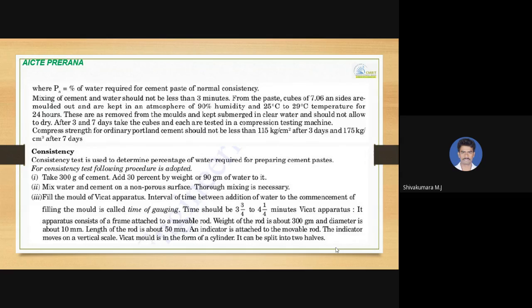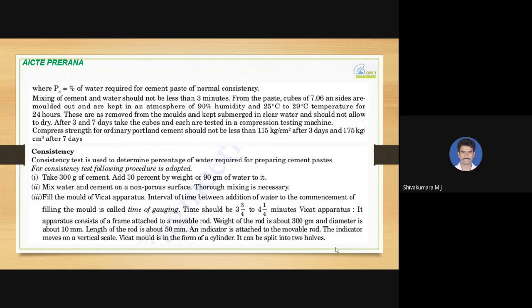Next, it is the consistency of cement. It is important to assess the standard consistency or normal consistency of cement. This is the water content which is going to be used for conducting other laboratory tests like initial setting time, final setting time, soundness test, compressive strength, all this.